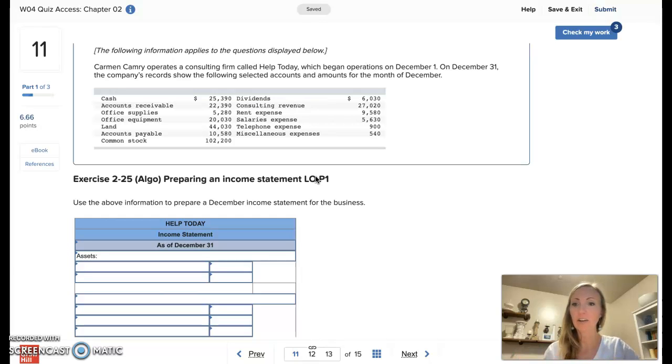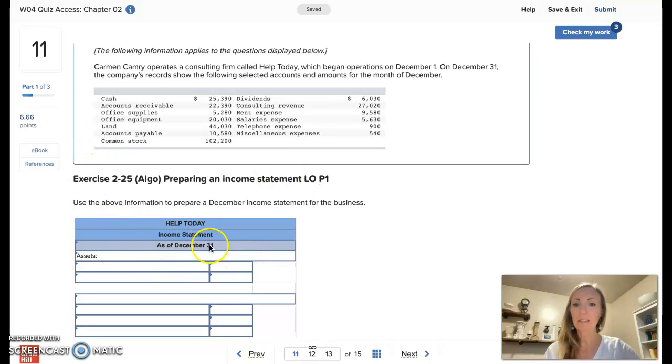I'm just taking a look here at number 11. What we want to do for 11, 12, and 13 is prepare the income statement, the statement of retained earnings, and a balance sheet. We always start with the income statement and then move on to the statement of retained earnings and then the balance sheet, in that order, because we take those amounts and plug them into the next document. I'm not so great at this, but anyway, here it goes.